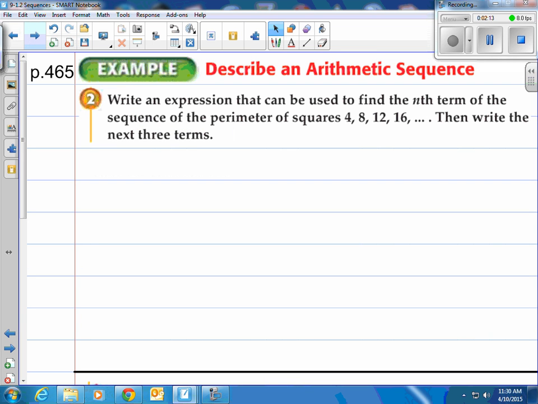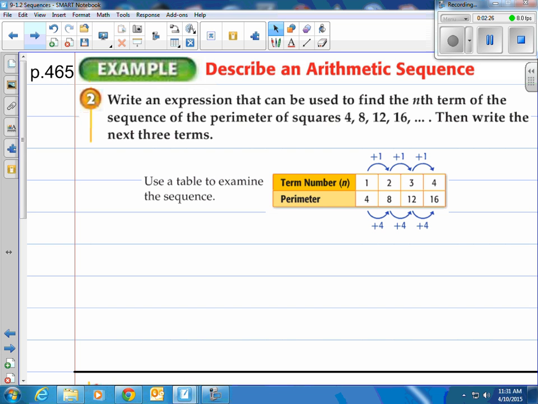All right. Describe an arithmetic sequence. Write an expression that can be used to find the nth term of the sequence of the perimeter of squares, 4, 8, 12, 16, and so on. Then write the next 3 terms. All right. Let's use a table. So when you take a look at the table, you can see 1, 2, 3, 4. That's the term number. And then the perimeter is the 4, 8, 12, and 16.